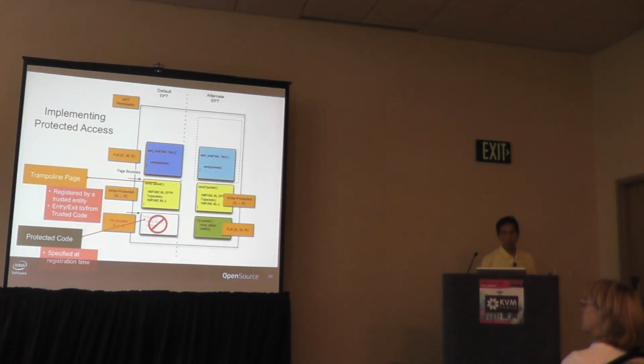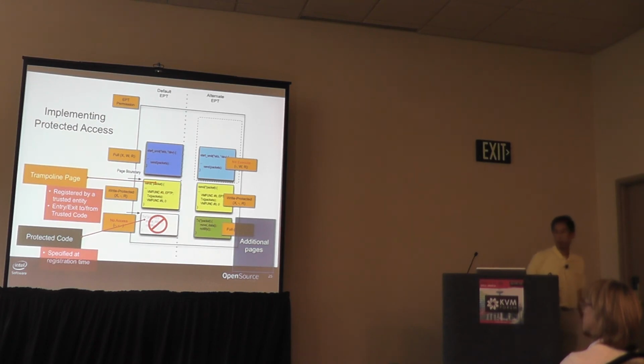But we use the EPT permission to control that. For example, in the default EPT, you don't have any access here because the EPT permission is none. There's a trampoline code page, and this is protected code that has access to the additional page.